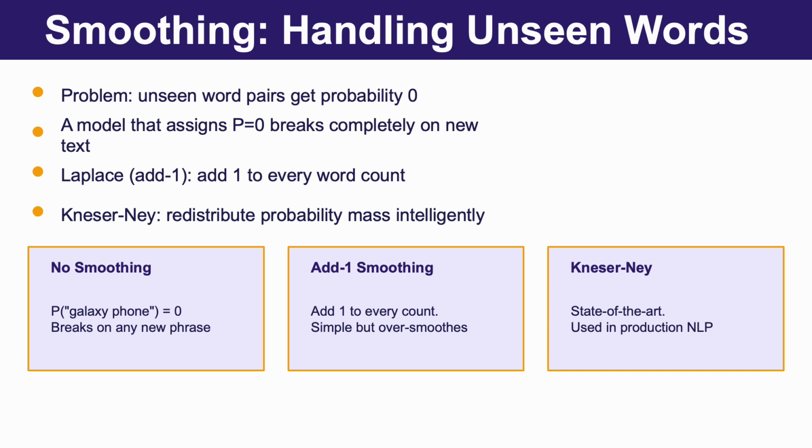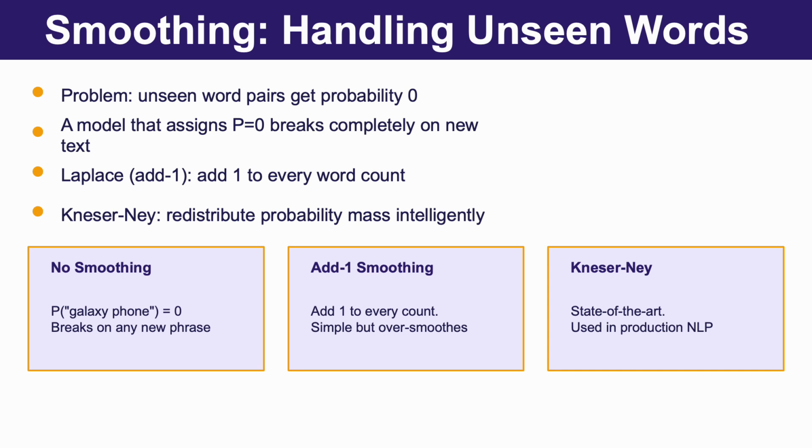If a word pair never appeared in the training data, a basic n-gram model assigns it a probability of 0. This is a serious problem because any text you apply the model to will contain new combinations of words, and a 0 probability breaks the entire calculation. Smoothing solves this by redistributing some probability mass to unseen events.